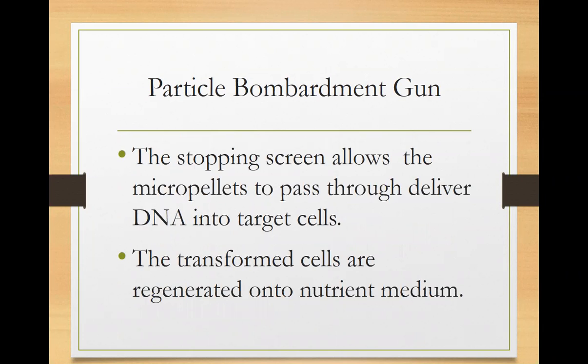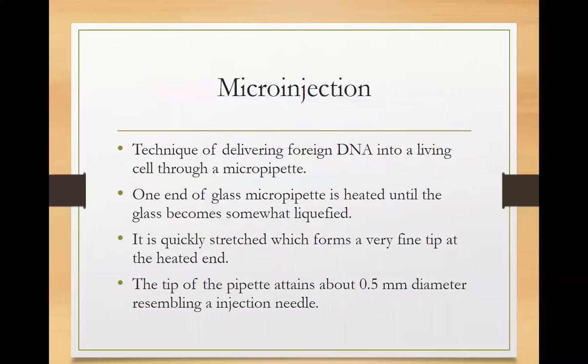So the stopping screen allows the micropellets to pass through and deliver DNA into the target cells, and then the transformed cells are regenerated on appropriate nutrient medium. So this is how the particle bombardment gun works for the gene transfer into the target cells.